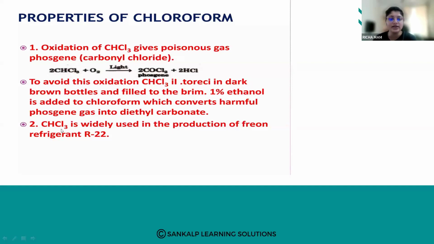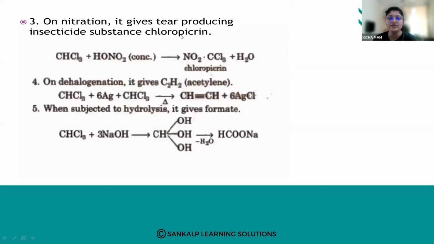Now the third is that chloroform is widely used in the production of freon refrigerant R22. So freon, which is used as a refrigerant, that is R22. So these are some of the properties of chloroform. Then on nitration, it gives a tear producing insecticide substance, chloropicrin. So if you do nitration on chloroform, you get a tear producing insecticide, which is called chloropicrin.